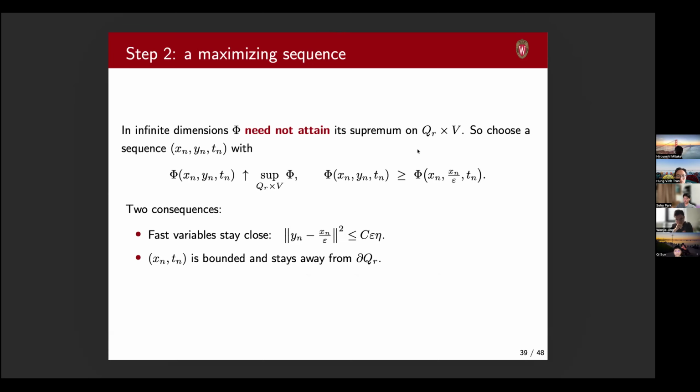But in infinite dimension, we don't have that. So first, we have to think about the sequence which converges to the supremum of our function phi. So these are xn, yn, and tn. And from this assumption, this inequality for the sequence, we can also say that xn over epsilon and yn, the two fast variables in terms of the sequence, are close to each other too. And also those are bounded, and we can make sure that they stay away from the boundary, because we just want to deal with the interior to do the subsolution and the supersolution test.